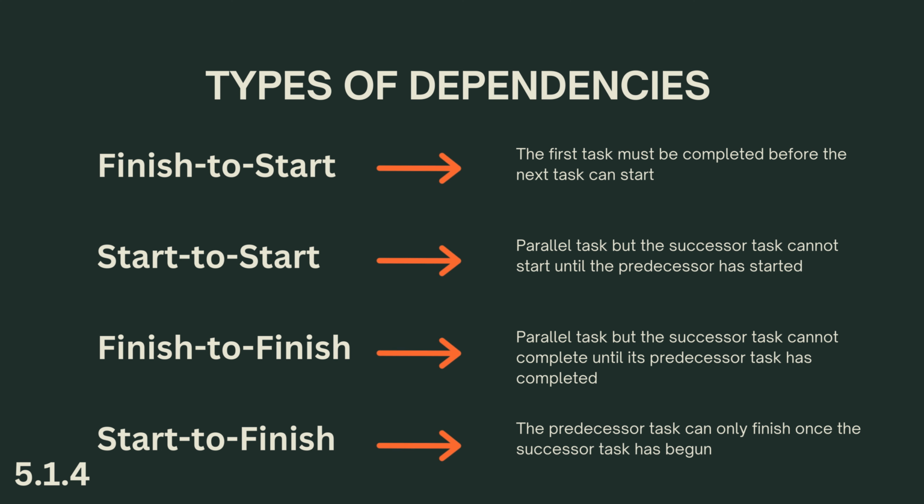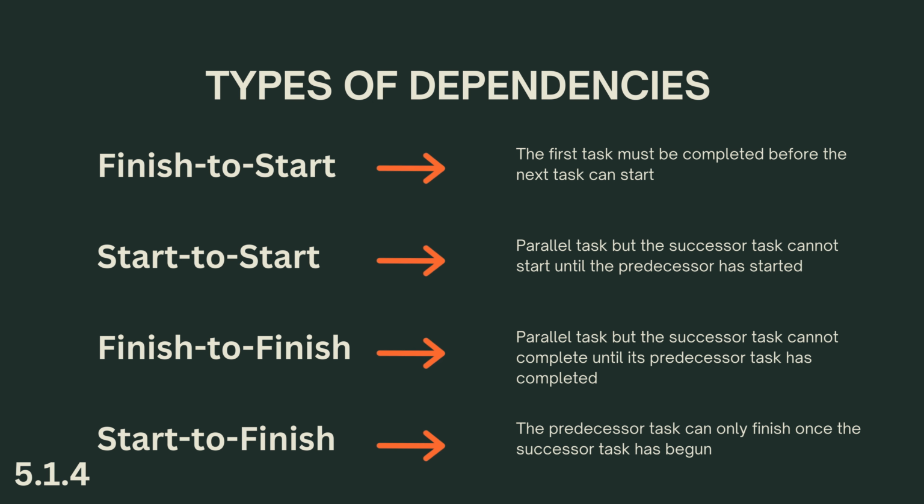Finish to finish, FTF. In this methodology, tasks can run in parallel, but a successor task cannot complete until its predecessor task has completed. Consider a project where a new network system is being installed along with new network cabling. While the devices can be prepared and tested individually, they cannot be tested as part of the network until the installation of the new network cabling has been completed and tested.